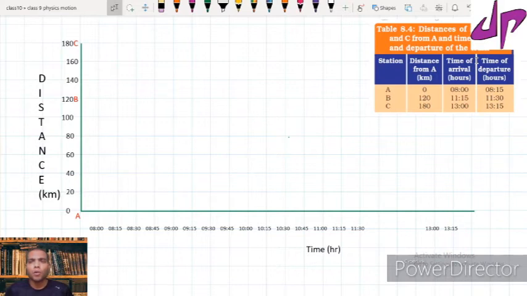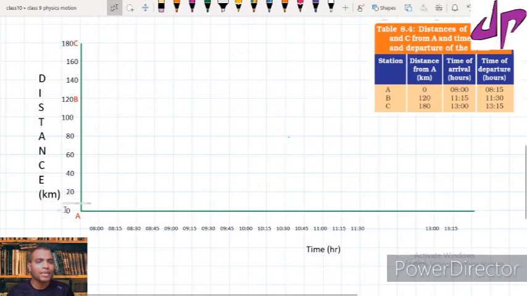So we need to plot the distance versus time graph. Let us see the graph here. On the y-axis, I have taken distance in kilometers. On the x-axis, I have taken time in hours. See the time interval here: 0 position, then 8, 8:15, 8:30, 8:45 and so on. So it's a 15 minute time interval.